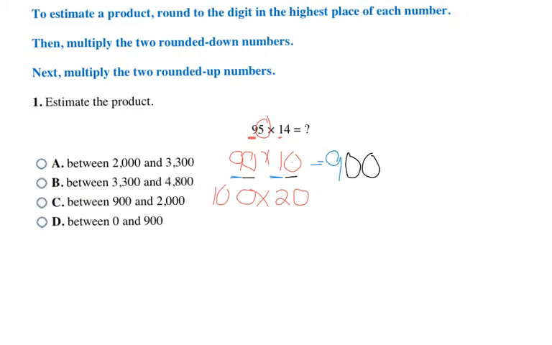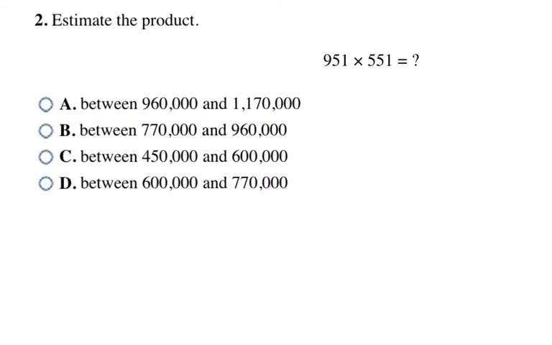And then I can do the same with the second one. I take my non-zero numbers at the beginning, 1 and 2. So 1 times 2 is 2. And then I count up the zeros. There's 1, 2, 3. So there's 3 zeros in my answer. And that means that my answer is going to be less than 2,000. So that means my answer here will be between 900 and 2,000, which is choice C.